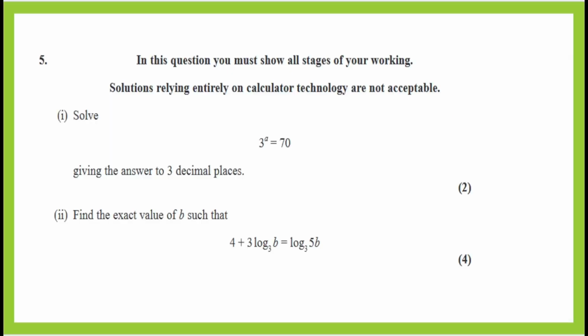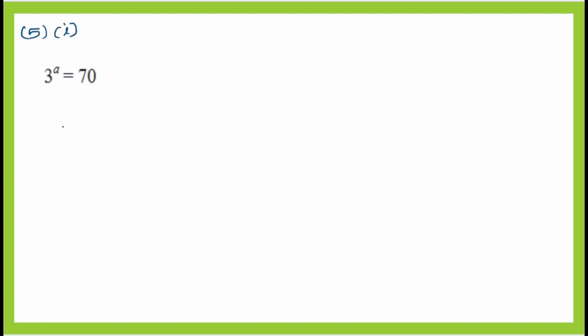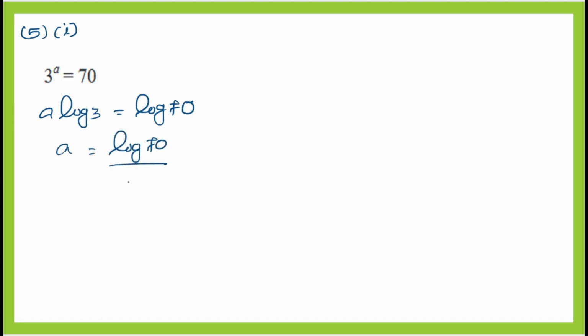sequences and series. Here we need to solve the equation 3 to the power a equals 70. By taking logarithms on both sides, a log 3 equals log 70. Hence a equals log 70 by log 3. That equals 3.867.